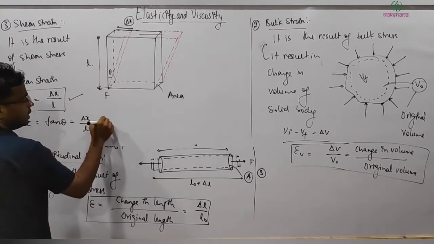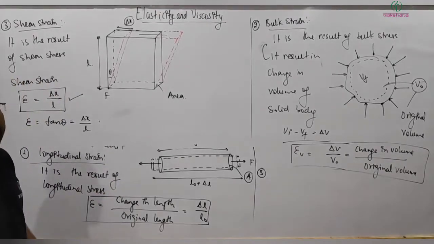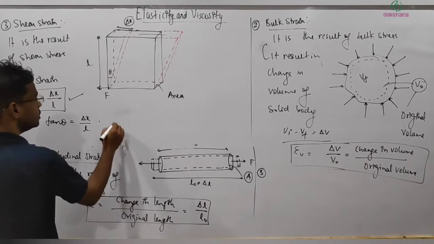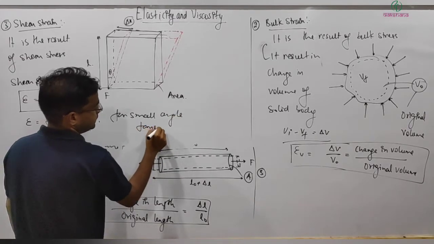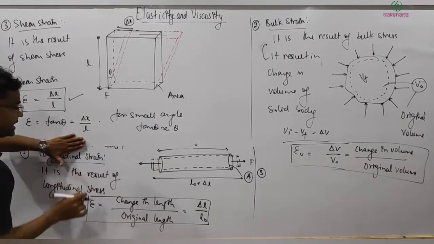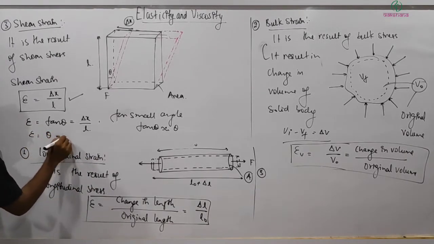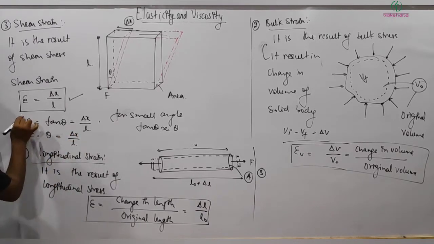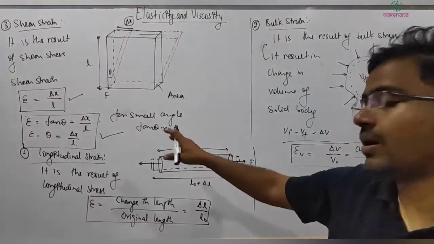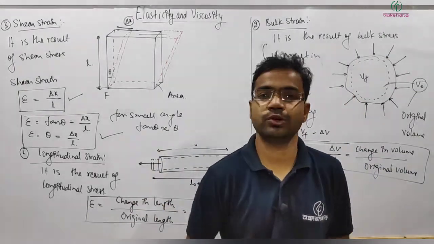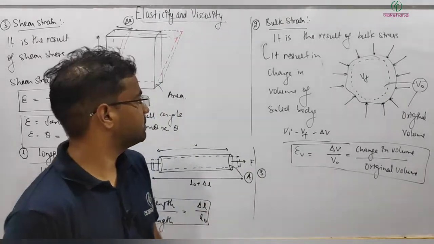And you can take for small theta, because most of the time this theta is actually small, so for small angle we can write tan theta is equal to simply theta. So in that situation your epsilon is equal to theta, equal to delta x by L. So this is your shear strain, right? I hope you must be clear, and all strains are dimensionless, unitless quantities. Simple things are there. I don't think there is any confusion about it.